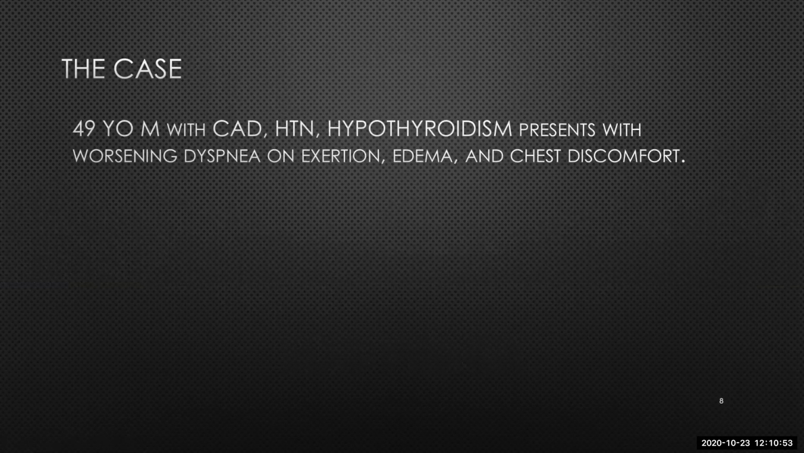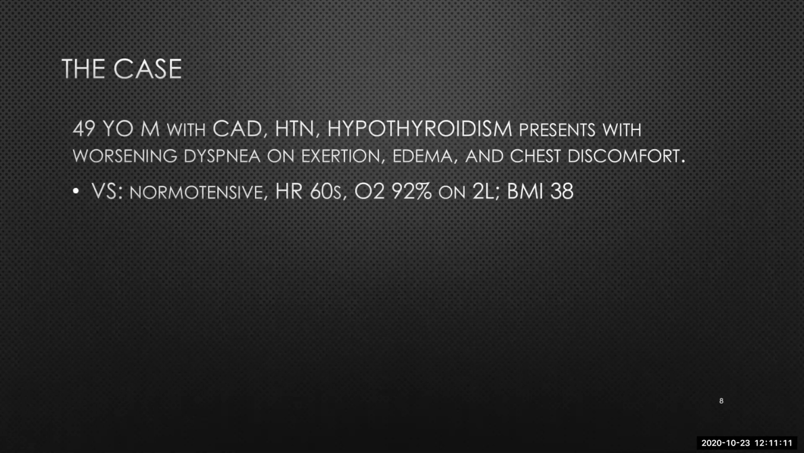Awesome. So I'm just going to present the case, and then we're going to set it aside and talk a little bit about how we're going to go through it. So today we talk about a 49-year-old man with coronary artery disease, hypertension, hypothyroidism, presenting with symptoms that may be concerning for heart failure, so dyspnea, edema, some chest discomfort. Their vital signs are actually pretty okay. They're on a little bit of oxygen, and then you note that the BMI is 38.